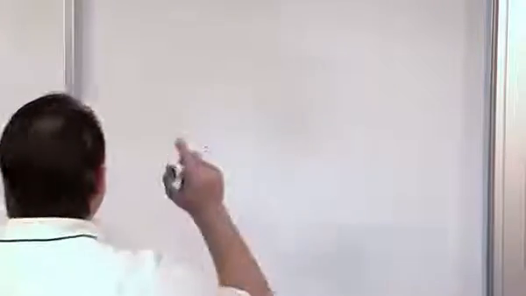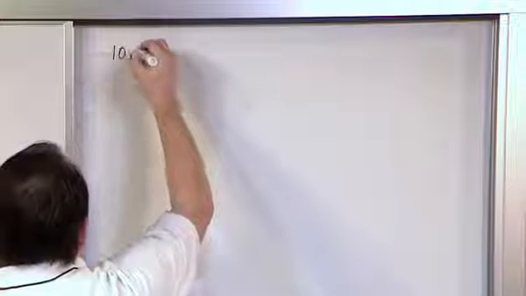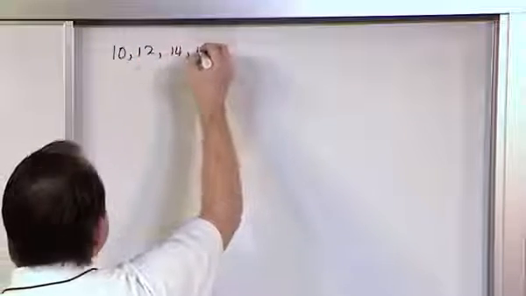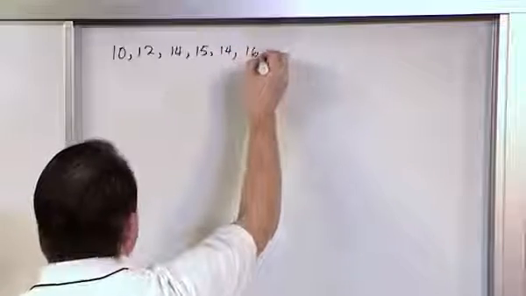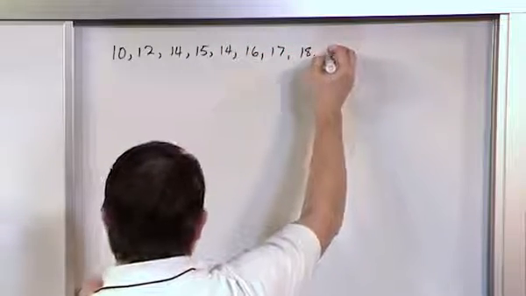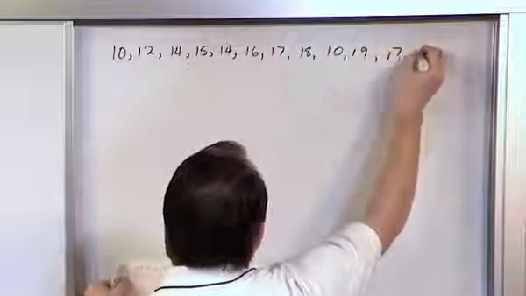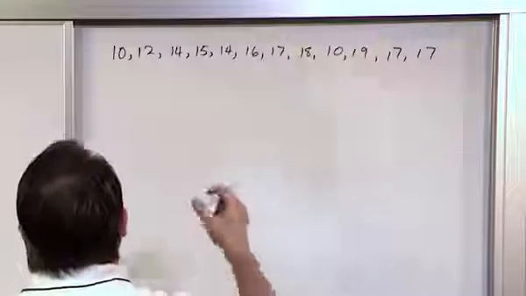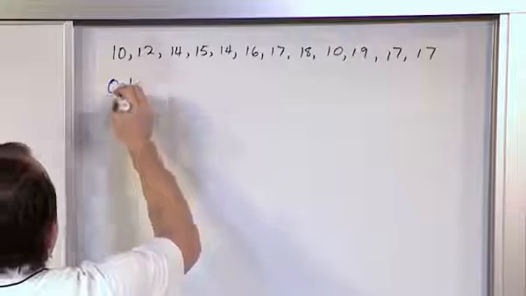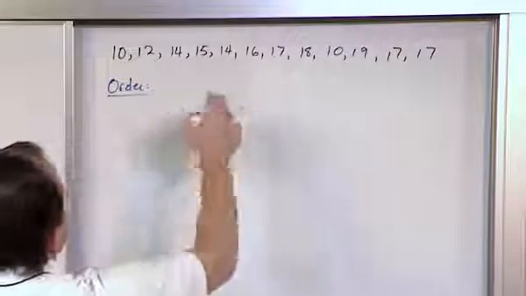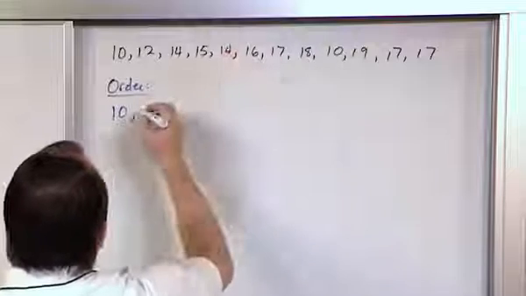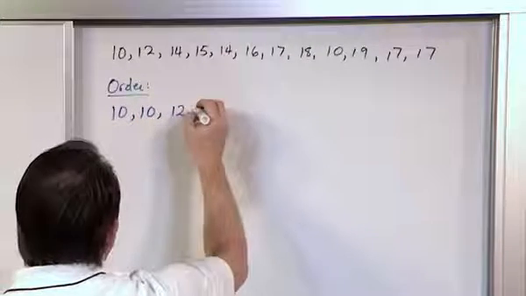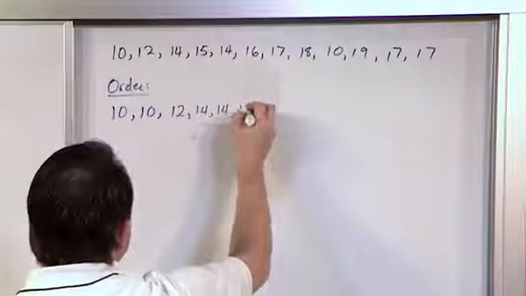Now we're going to do one more, because I would like to show you what happens when your data set is not odd like that, when your data set is even. So I would like to find the quartiles of these numbers: 10, 12, 14, 15, 14, 16, 17, 18, 10, 19, 17, 17. A lot more data values. But just like always, we need to order them to find medians. The lowest value I have here is 10. I have 2 10s, so I have 10 and 10, then 12, then 14, then 14, then 15, then 16.